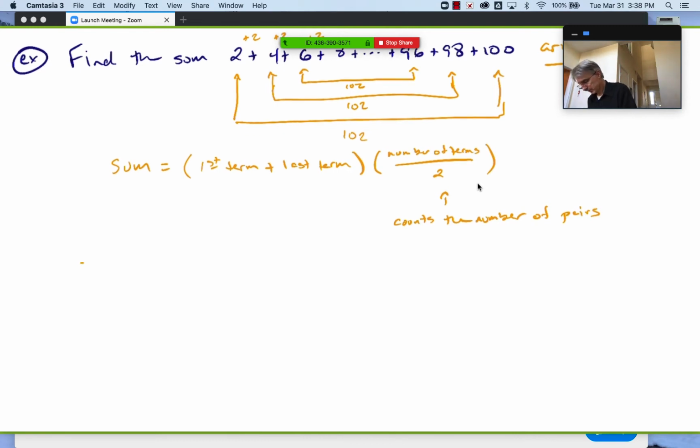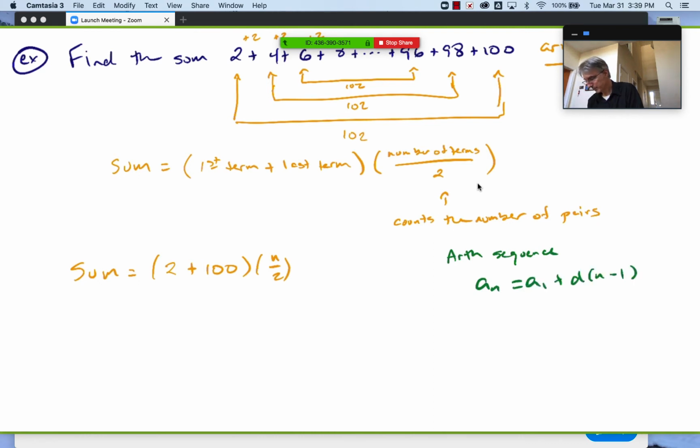So here, the sum is going to be the first term 2 plus the last term 100. And then I need to figure out how many terms there are in the sum. And that's what we were dealing with yesterday. And so we're going to have to go back and say, in an arithmetic sequence, a sub n equals a sub 1 plus constant difference times n minus 1. And so for this sequence, the first term is 2. The constant difference is also 2.